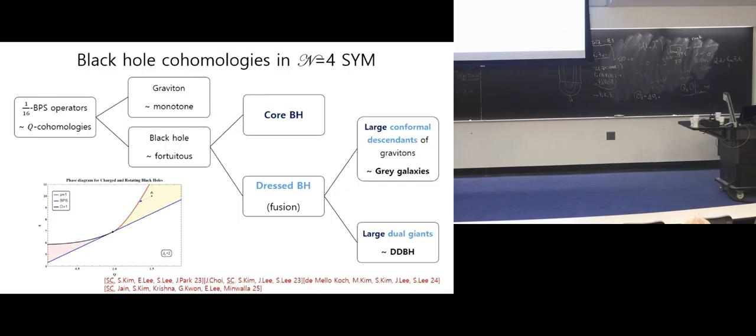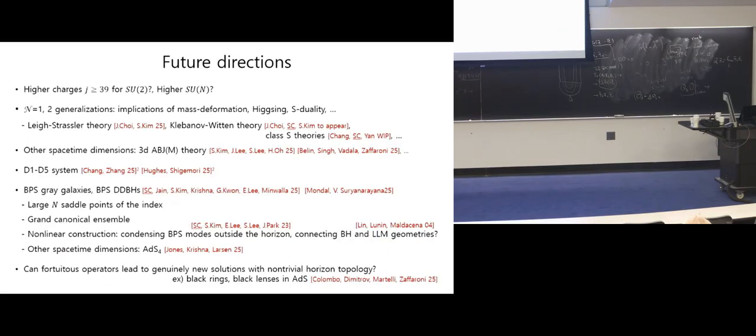They are actually dual to the two types of supersymmetric hairy black holes we found. We call them gray galaxies and dual-dressed black holes. With these supersymmetric hairy black holes, we completely fill the BPS surface and also this finite temperature gap and unstable near-extreme black holes.